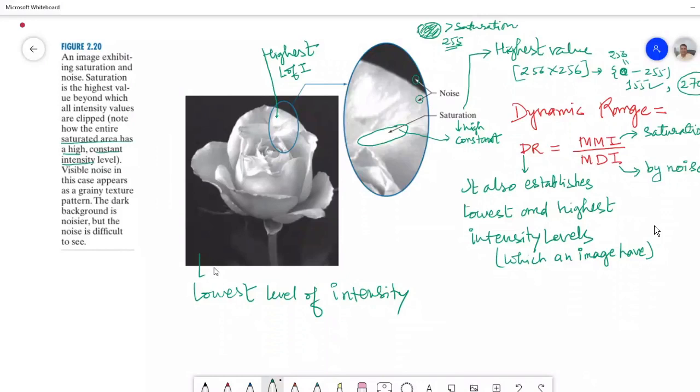So we have here two values: one is with the help of noise, and second is the saturation. The ratio of this MMI to the MDI gives the dynamic range. So the dynamic range may be 5 to 255, or it may be 100 to 200. It depends on the type of image, on the nature of the image, what kind of image you have. Is that clear? Has it been understood? If anyone has a doubt, please ask.